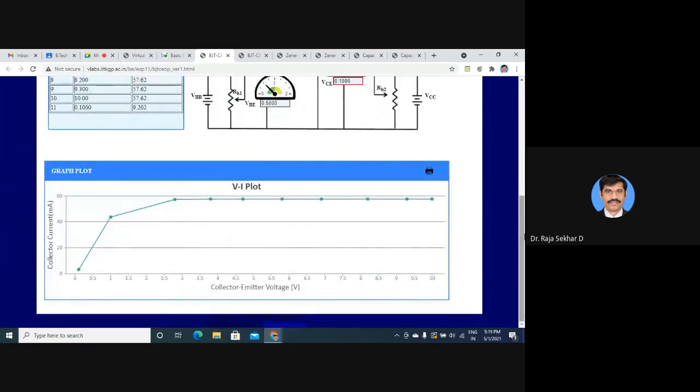Now in this, any doubt? No, sir. These are the input and output characteristics of the CE configuration. Any doubt in this? Boys and girls, please respond. No, sir. So you will be given 1.5 hours time.